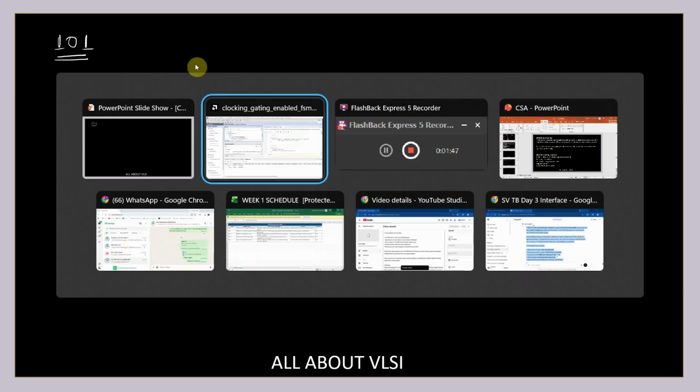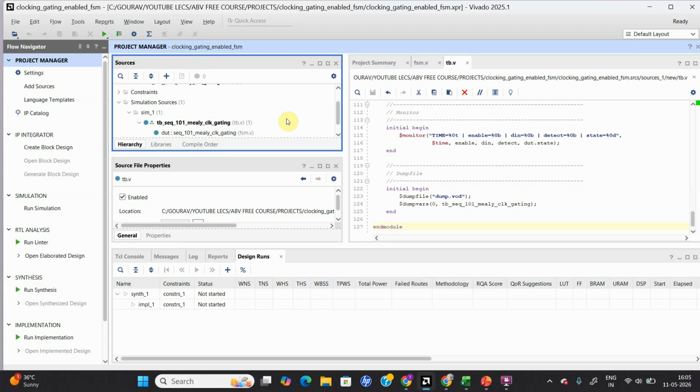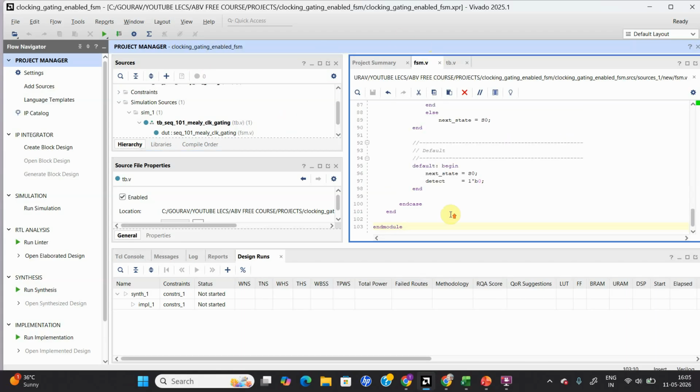Now, basically, what are we going to do in this clock gating? Let's say we have a finite state machine where we are going to detect the sequence 101 using, let's say, a Mealy FSM. Here in our code we are writing the FSM code for Mealy. Yes, Mealy. Now for that, let's draw the state diagram.